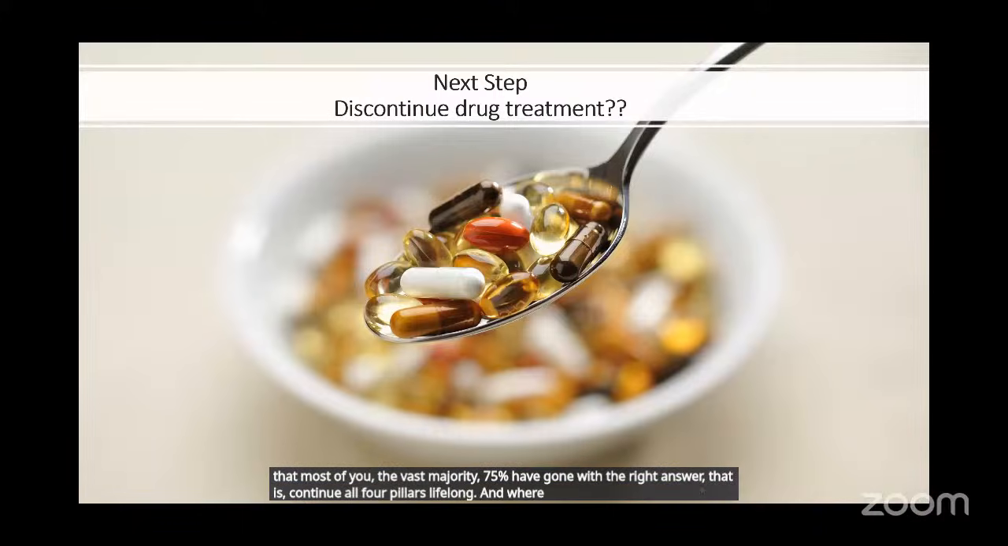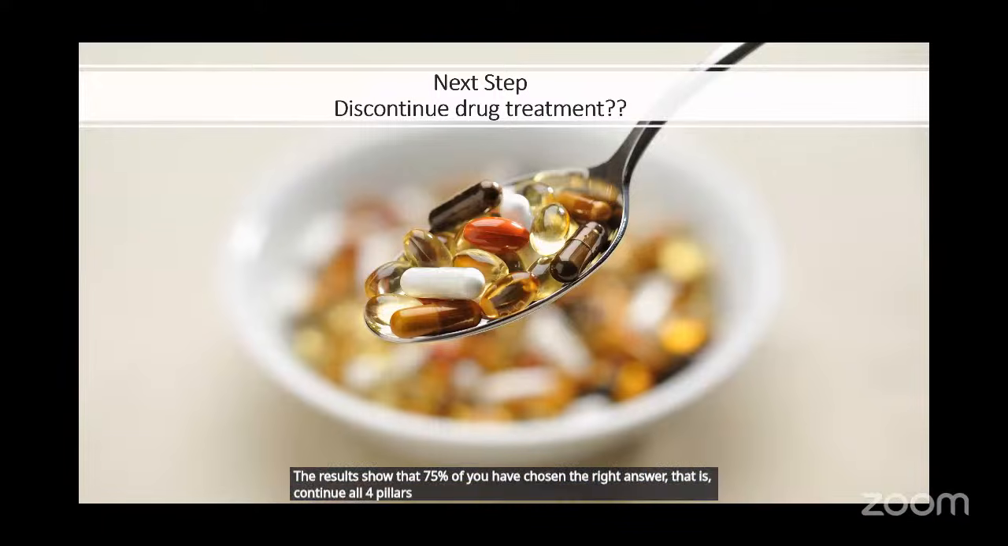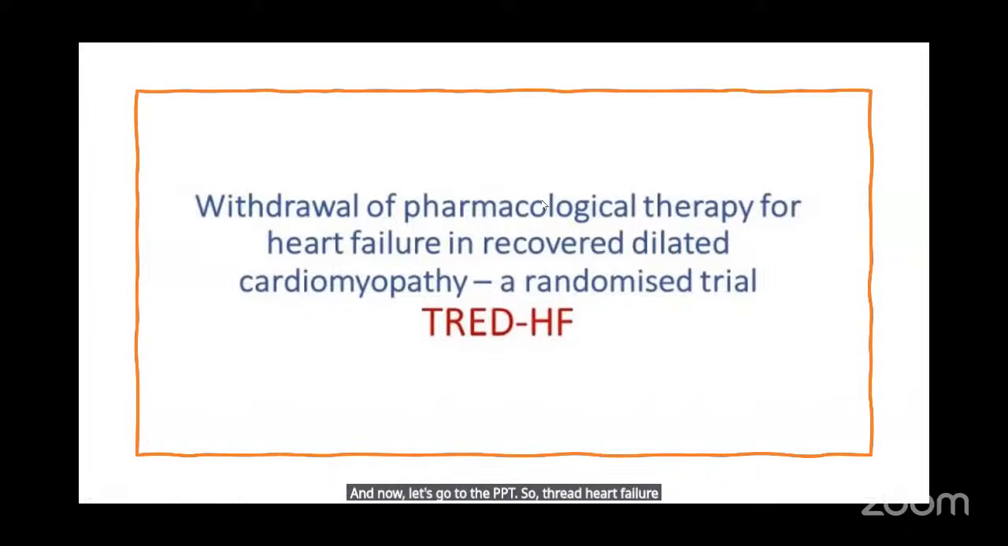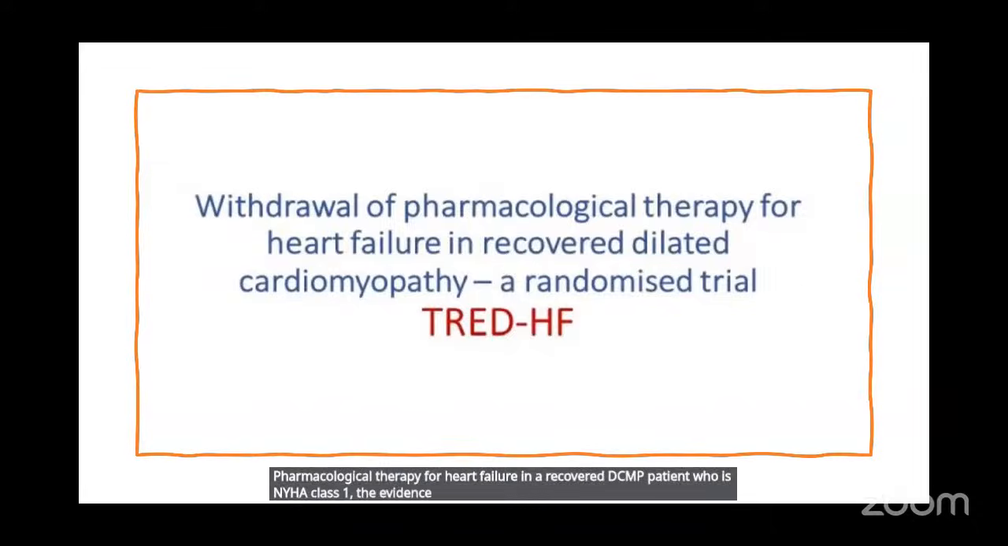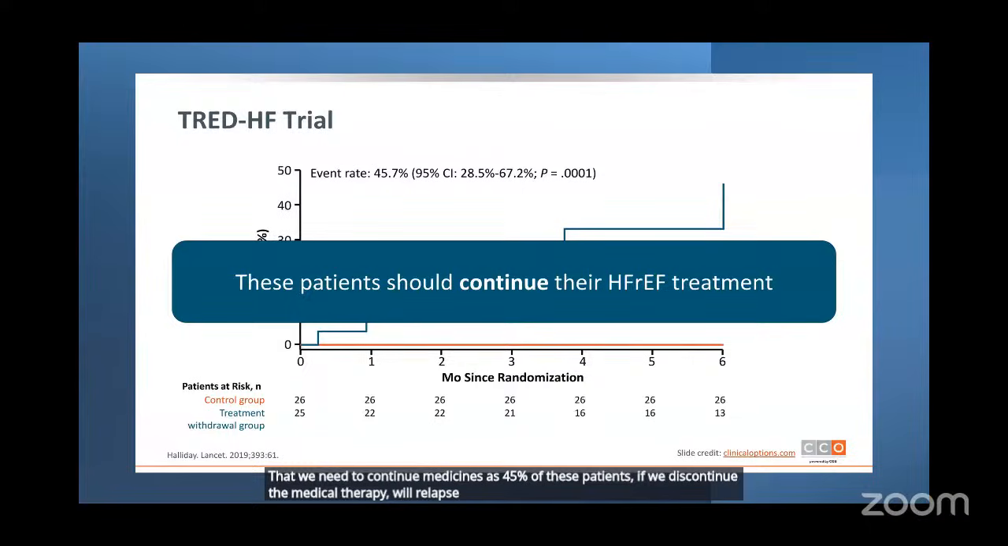And where does this evidence come from? I will end the poll and we can go to the results. They show that 75% of you have chosen the right answer. That is continue all four pillars lifelong. And now let's go to the PPT. So TRED heart failure: withdrawal of pharmacological therapy for heart failure in a recovered DCMP patient who is NYHA class 1. The evidence comes from TRED heart failure, which says that we need to continue medicines, as 45% of these patients, if we discontinue the medical therapy, will relapse and their ejection fraction, which has improved, will again go back to its baseline.